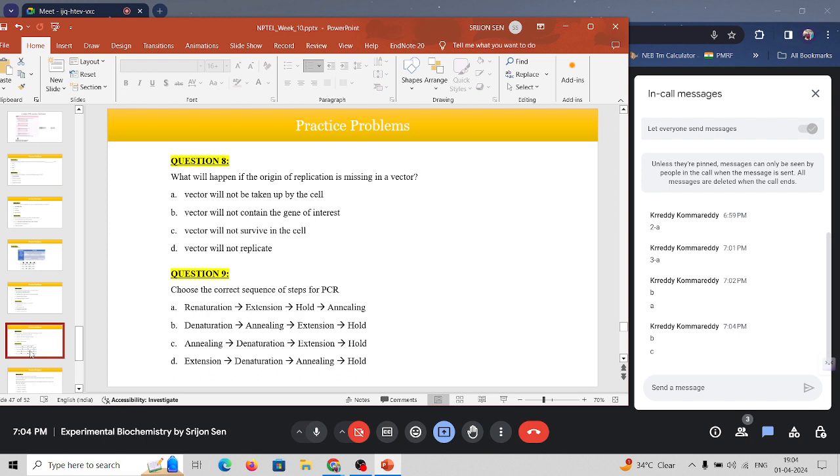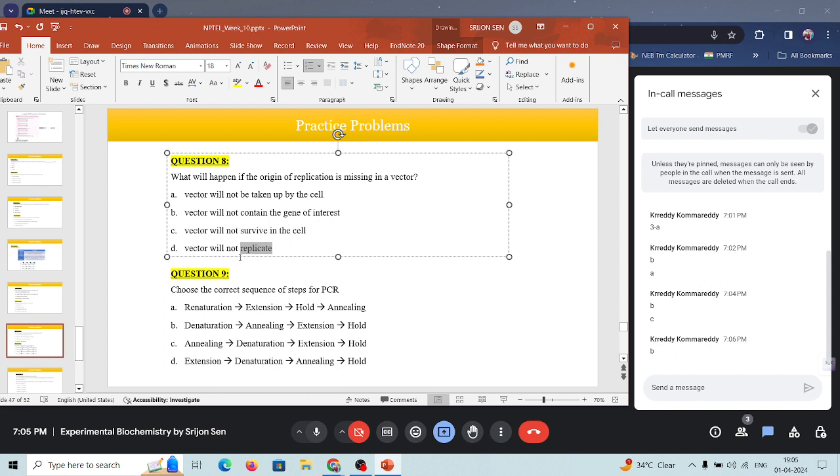What will happen if the origin of replication is missing in a vector? Vector will not be taken up by the cell. Vector will not contain the gene of interest. Vector will not survive in the cell. Vector will not replicate. Origin of replication is missing, so the vector will not replicate. Is the correct option.